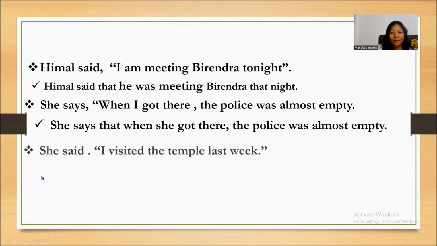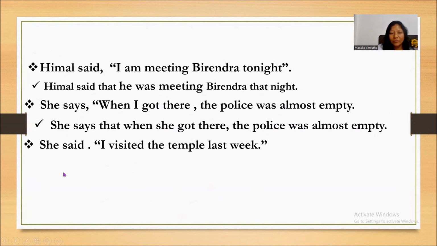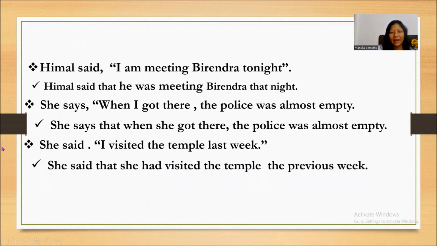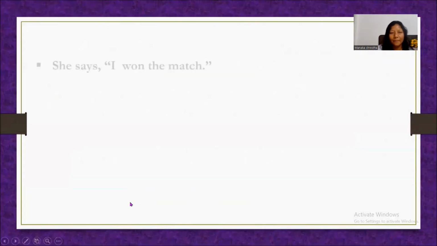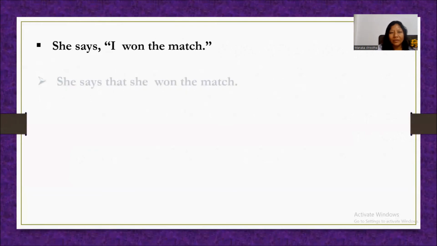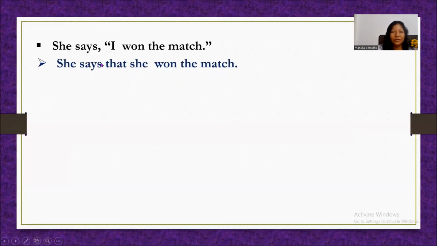So she said, "I visited the temple last week." So what can be the reported speech? She said that she had visited the temple the previous week. So visited, simple past, changes into past perfect, said changes into said, the joining word is that, and last week changes into the previous week. Okay, next example. She says, "I won the match." Here she says that she won the match. Here says is present tense, and we don't change the tense here, but the pronoun is changed. I, first person, so we go with the subject of the reporting verb, she.